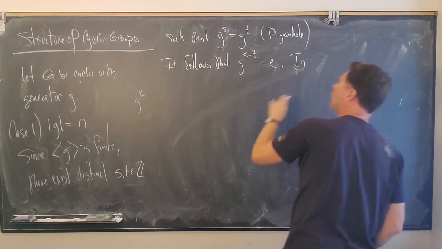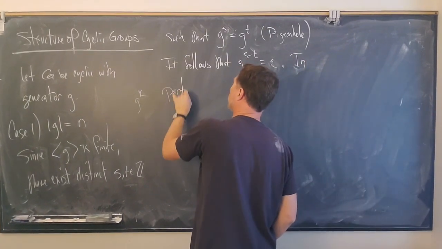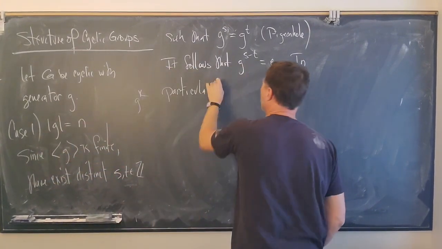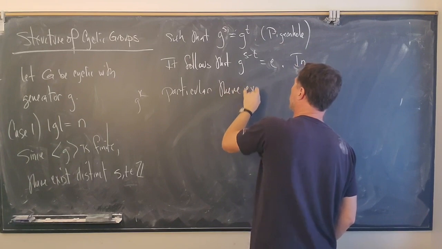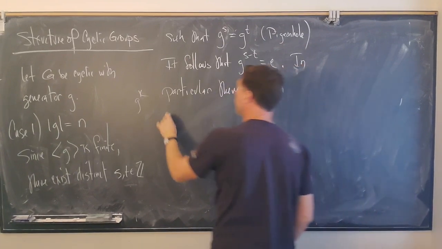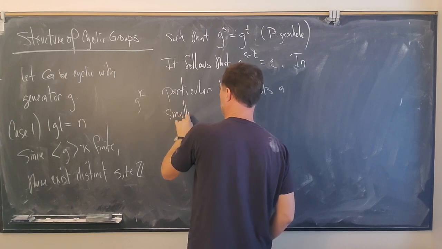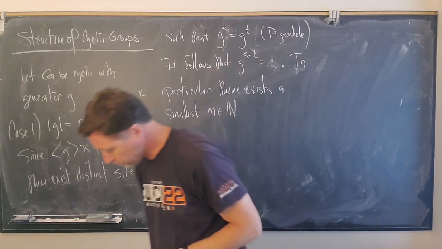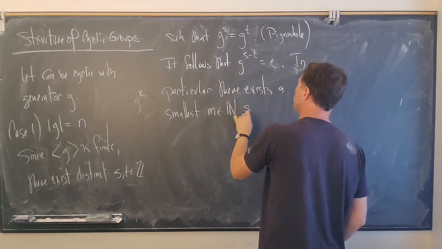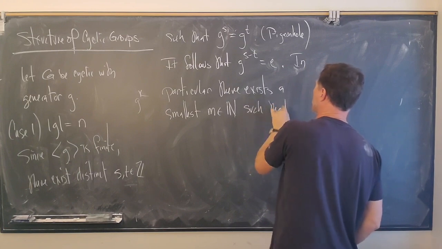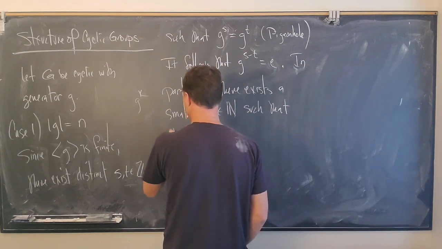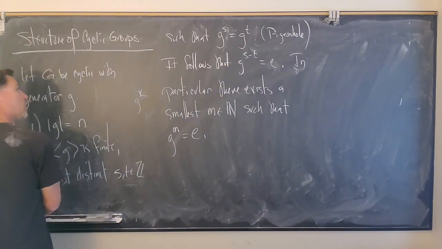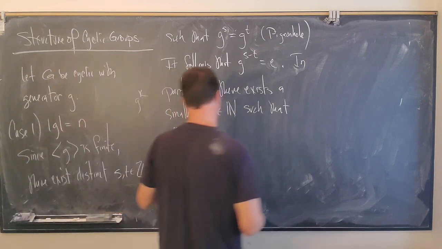So in particular, there exists a smallest, say m in n, so some natural number, such that g to the m is equal to the identity. So what did I just use here? I just used the well-ordering principle.